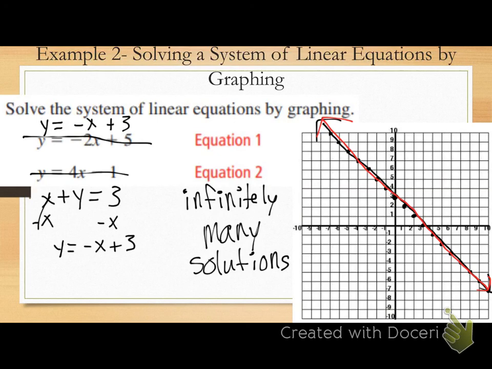Okay? Every ordered pair on this line is a solution to both of my equations. So I don't have to check anything, because if I started checking, it would be an infinite number of solutions. Does that make sense? If you get the same equation, it's the same line, one on top of the other: infinitely many solutions. If you get parallel lines, they're never going to touch: no solution. If you get 2 regular lines crossing once, you get 1 solution.